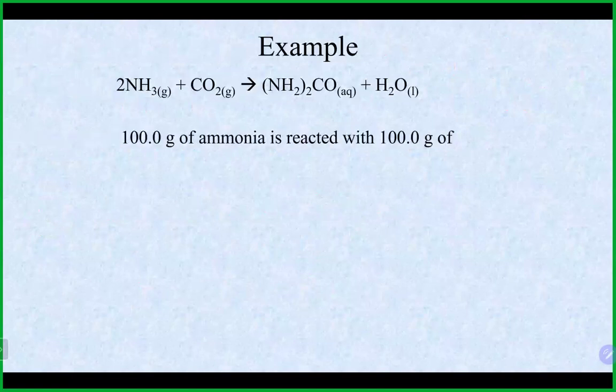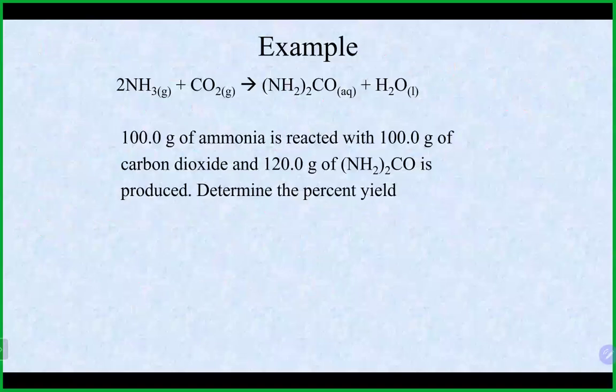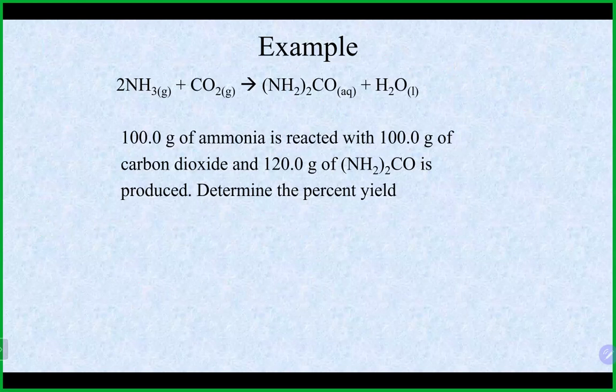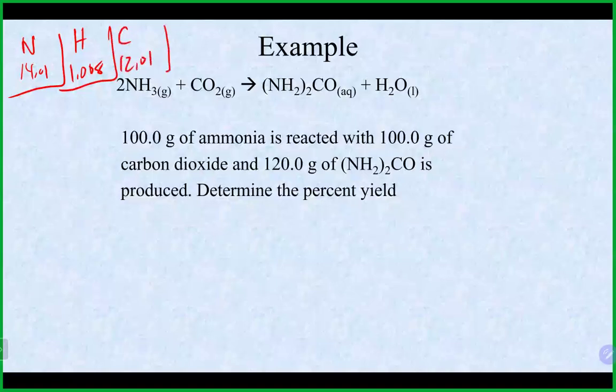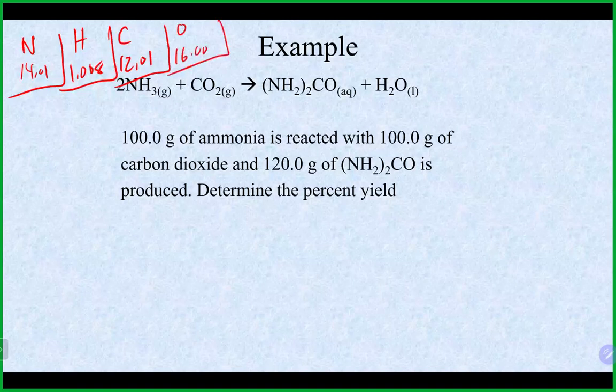All right, so I think we just have one more example to do here. So let us do it here. If you start with 100 grams of ammonia and 100 grams of carbon dioxide, and you produce 120 grams of our product here, what is the percent yield? Some numbers that might be helpful: nitrogen 14.01, hydrogen 1.008, carbon 12.01, and oxygen perhaps 16. All right, so take a few moments there, work through the steps, and see what you come up with.